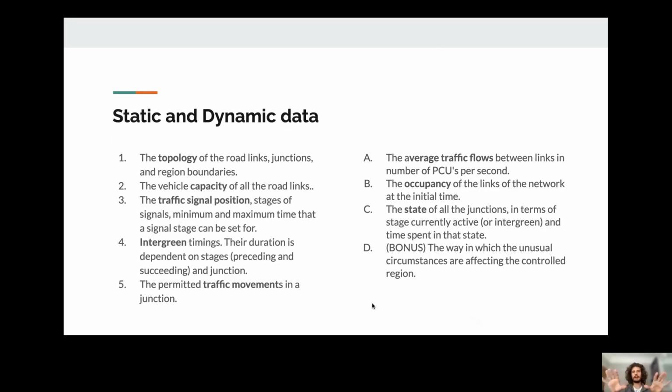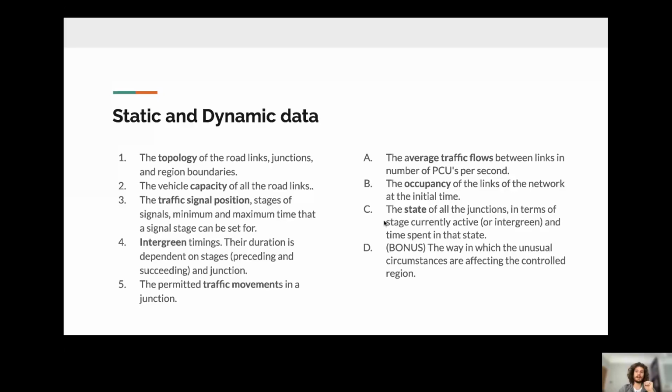And that initial state, which is what we're focusing on, which is what you need to create on the fly for solving problems online, is composed of static and dynamic data. Static means data that you don't need to create for every instance, but remains the same for the region, like the structure of the network, so the topology of the links, the capacity of the links, the junctions, their position, their stages, etc., intergreen timings, and legal traffic movements.